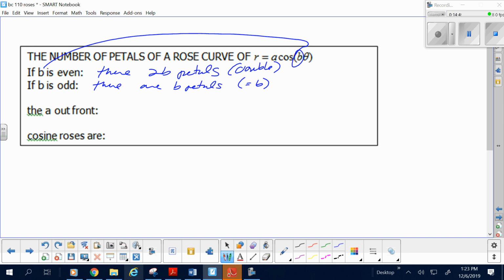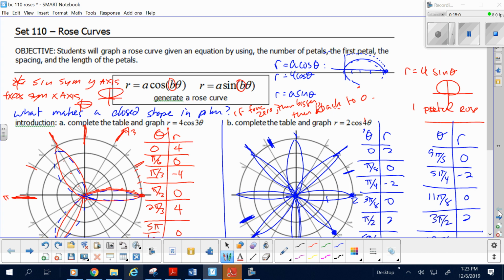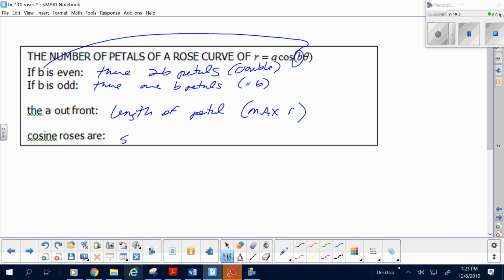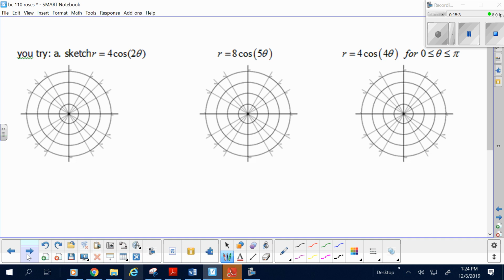Okay? What about the A out front again? What does it do? It changes how far you go. So you can think of it as the length of the petals, the max r, the max distance from the origin. Cosine roses. We said cosine circles are symmetric at the x-axis. What about cosine roses? They're symmetric about the x-axis. This is symmetric all over the place, but it is symmetric at the x-axis. Yeah? Okay. So symmetry at the x-axis.